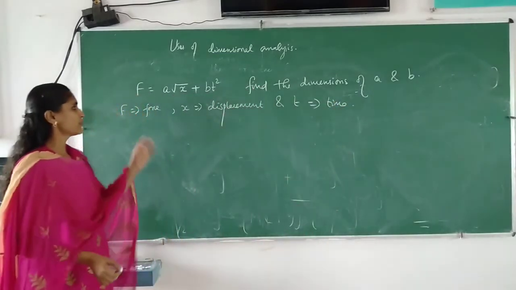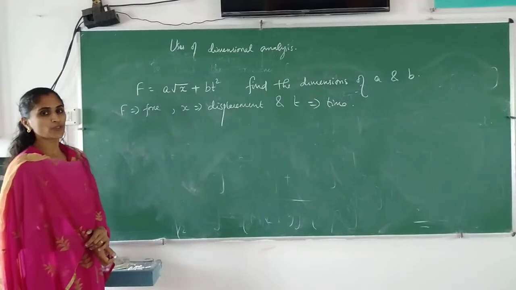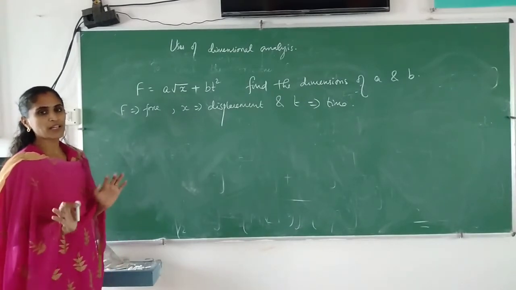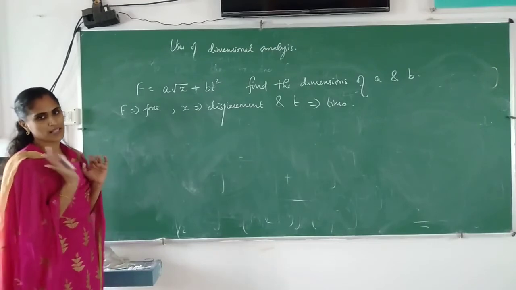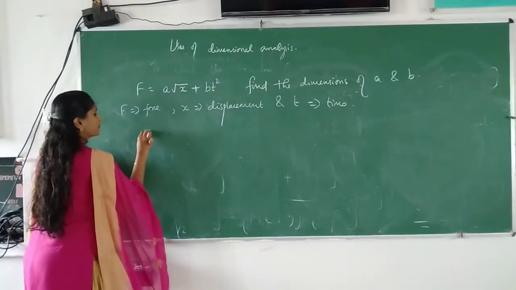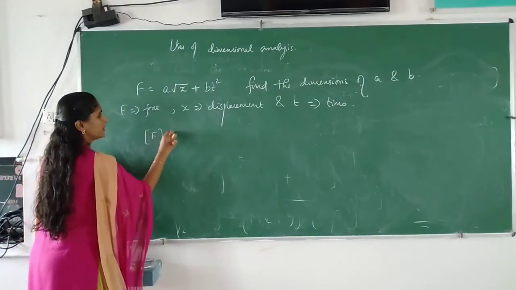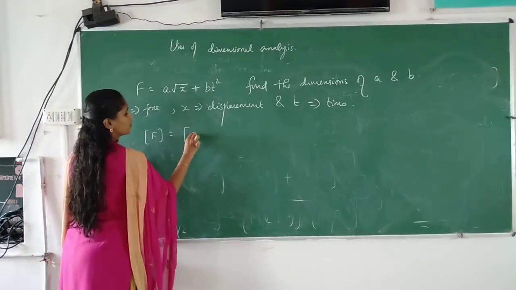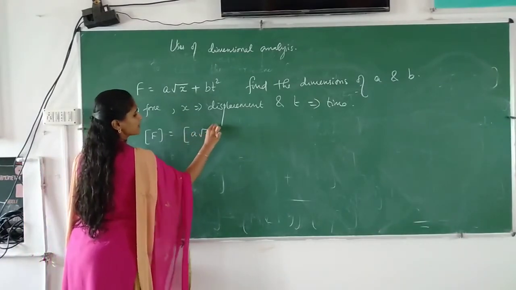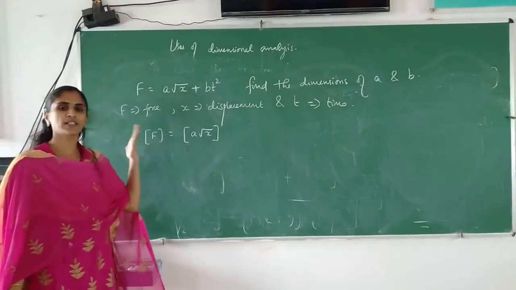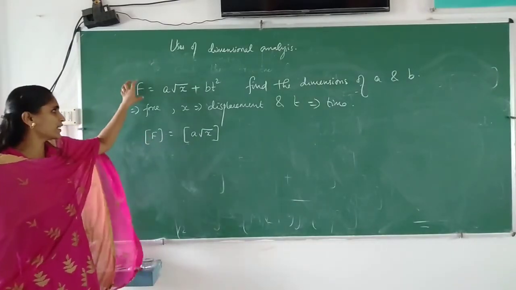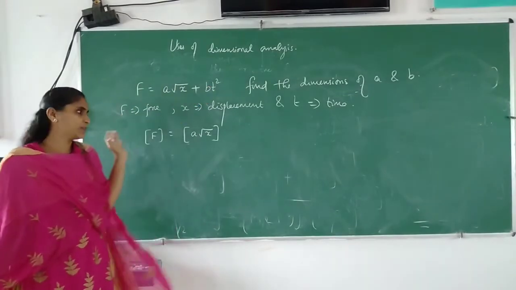We have to find the dimension of A and B. So how to find the dimension? Very simple. Only same dimensional quantities can be added or subtracted. So you can write dimension of F should be equal to dimension of A. Can you write? Why? Because same dimensional quantities can be added or subtracted. So each term should have the same dimension.